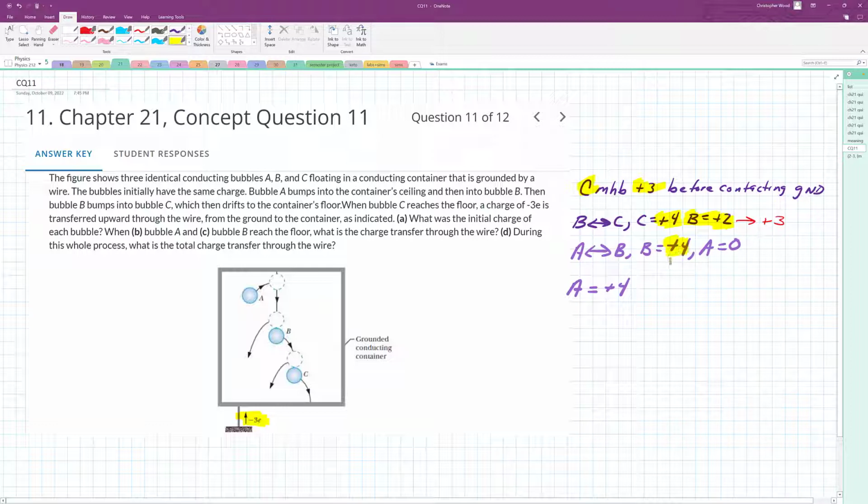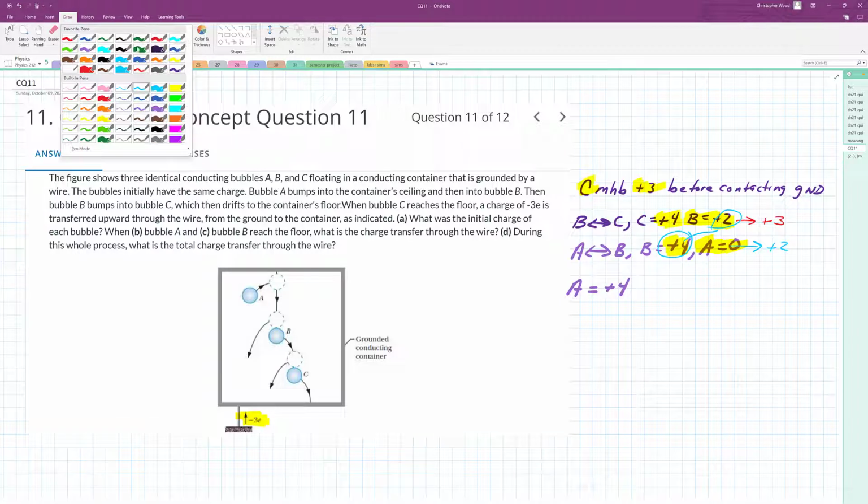4, and I know that's the case because upon contact with bubble A, it had a charge of 0, because bubble A was zeroed when it made contact with the ground container. Bubble A had 0 charge upon contact with bubble B. After the contact, that would explain why bubble A then attains a charge of plus 2, and bubble B, that's how bubble B went from plus 4 to plus 2.